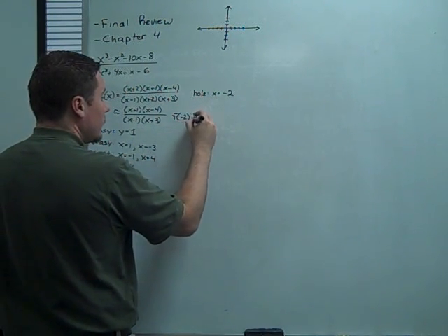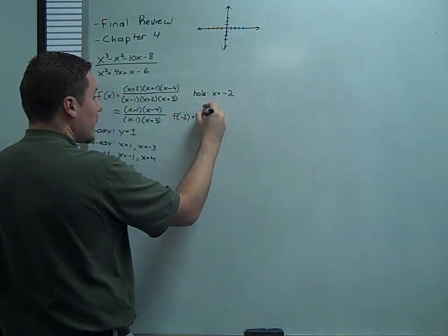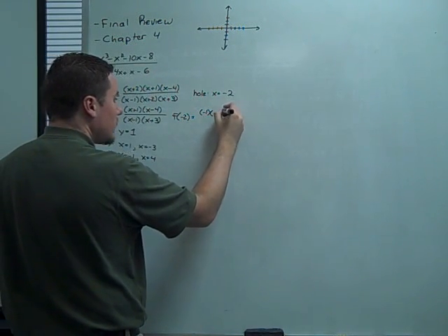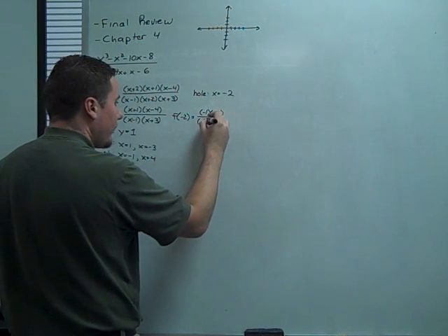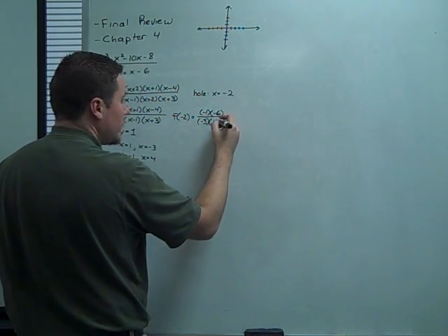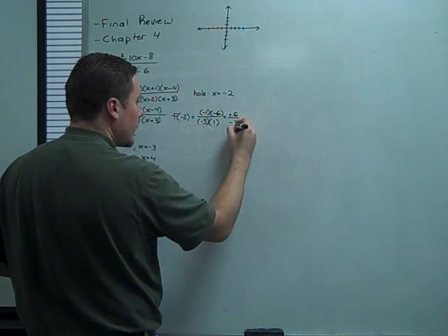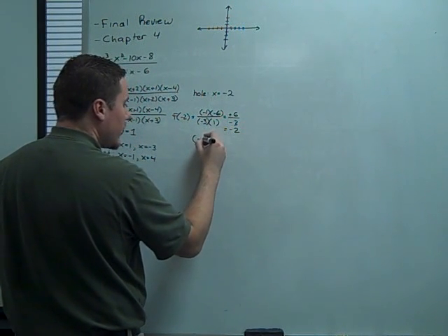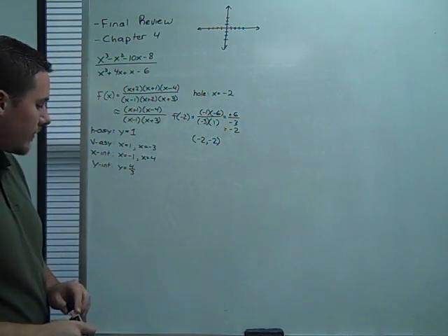f of negative 2 is equal to negative 2 plus 1 is negative 1. Negative 2 minus 4 is negative 6. Negative 2 minus 1 is negative 3. And negative 2 plus 3 is 1. So this is going to give me negative 6, positive 6, over negative 3, which is equal to negative 2. So the hole is at negative 2, negative 2. So we take all this information and we graph it.